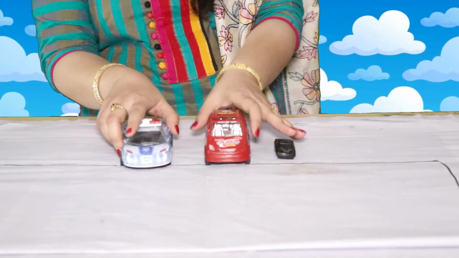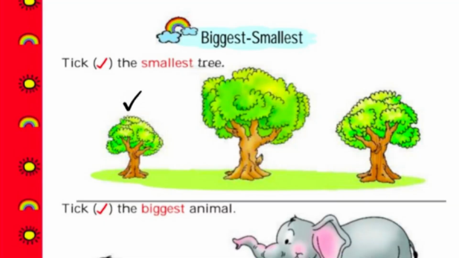Let's see in the textbook, page number 4. Topic is biggest and smallest. Tick right the smallest tree. There are three trees. The first tree is the smallest among three of them. Let's see the another example.